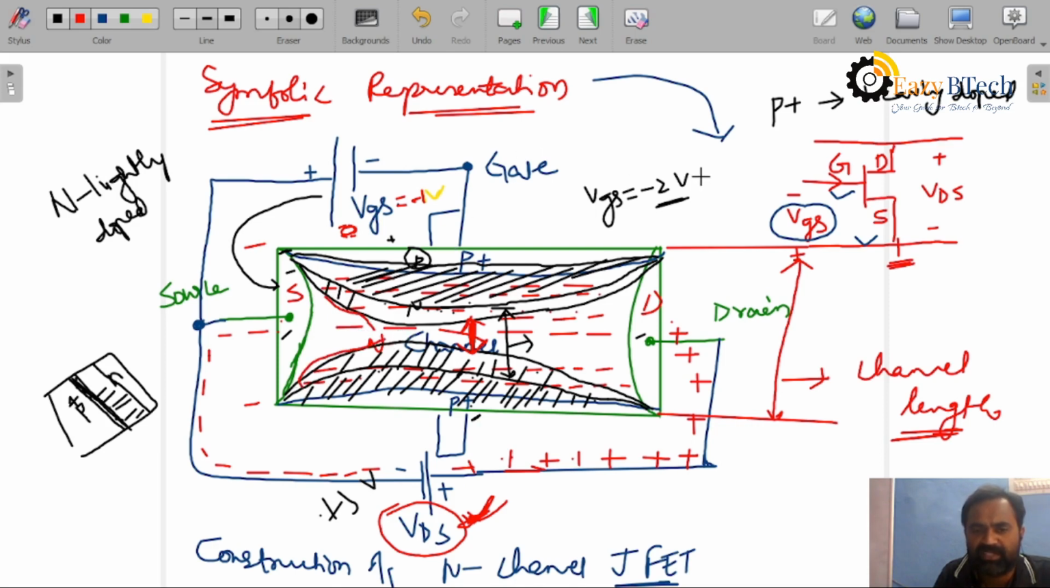Okay. Now as VGS is increased further, what happens? This depletion region width overlaps. Now when no electron can flow, okay, these are totally overlapped.